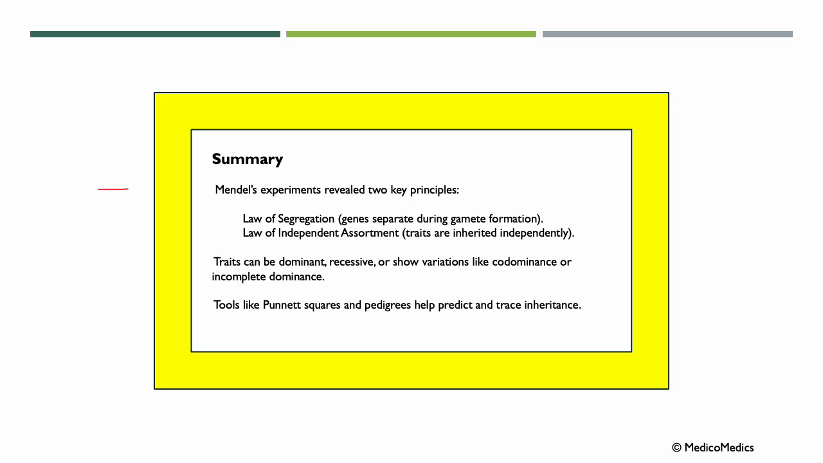So in summary then, Mendel's experiments revealed two key principles. The law of segregation, so genes separate during gamete formation. And the law of independent assortment, so traits are inherited independently. Traits can be dominant, recessive, or show variations like codominance or incomplete dominance. Tools like Punnett squares help predict and trace inheritance.